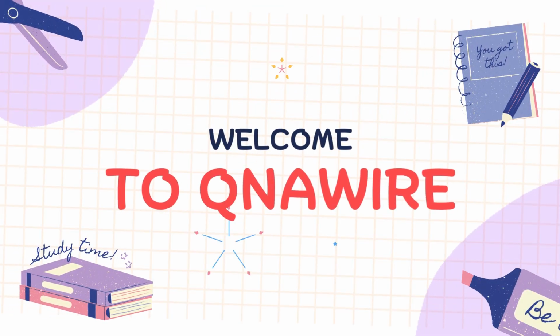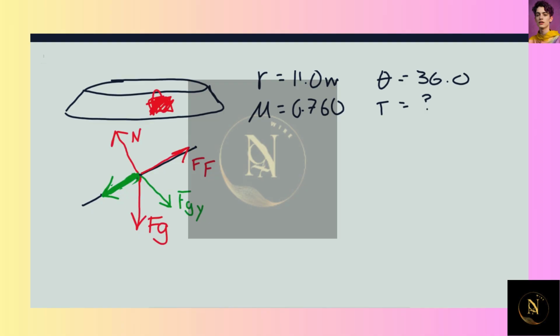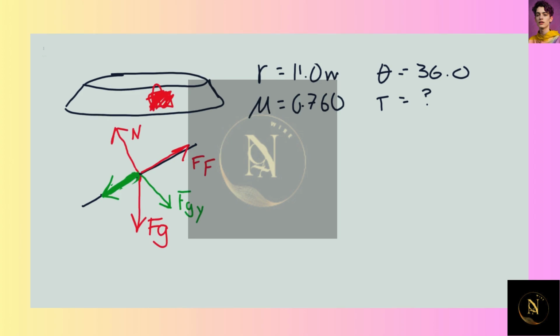Welcome to qnawire. In this problem, we have to find the amount of time it takes, or the period, for a piece of luggage to go around a carousel once.